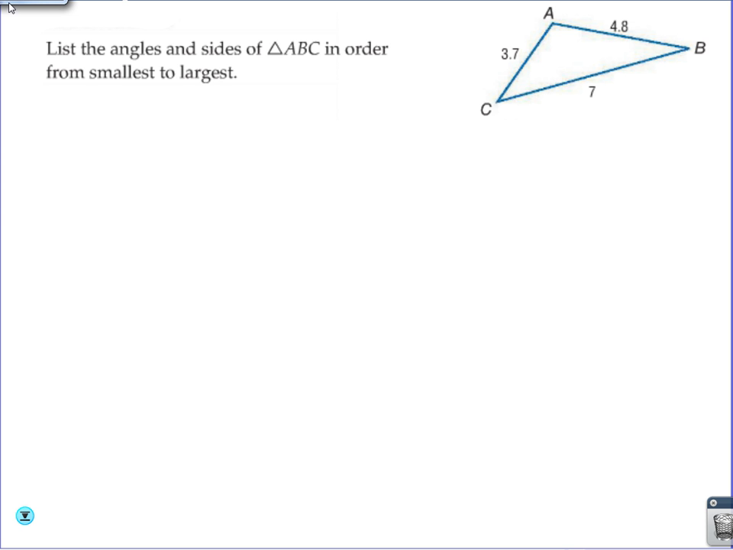Chris, what's the medium angle? Angle C. Because, again, the medium side is 4.8. So therefore, he's exactly right. C is across from it. So angle A must be the largest because it's across from the largest side.